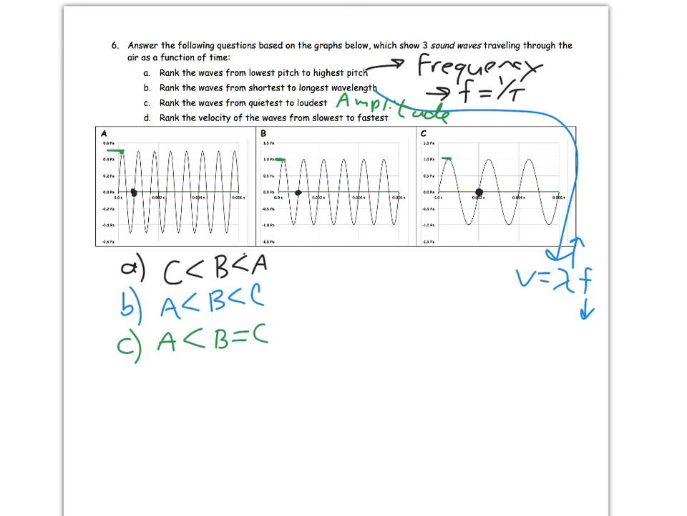And lastly, rank the velocity of the waves. We know that they're all traveling through the same medium, and therefore, regardless of amplitude, frequency, wavelength, etc., they all have the same speed.